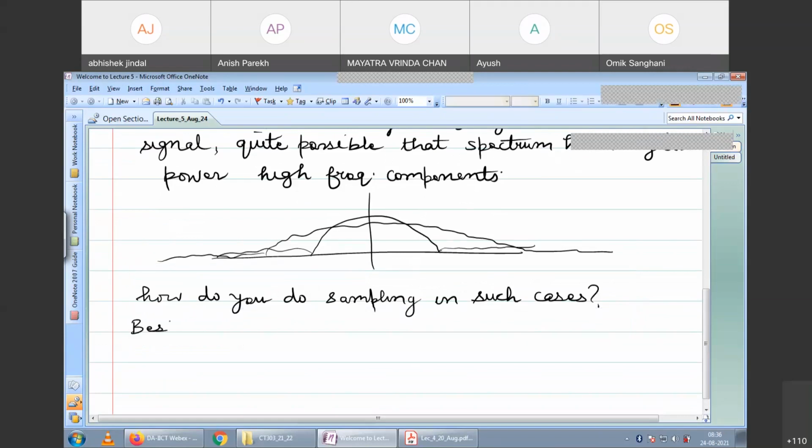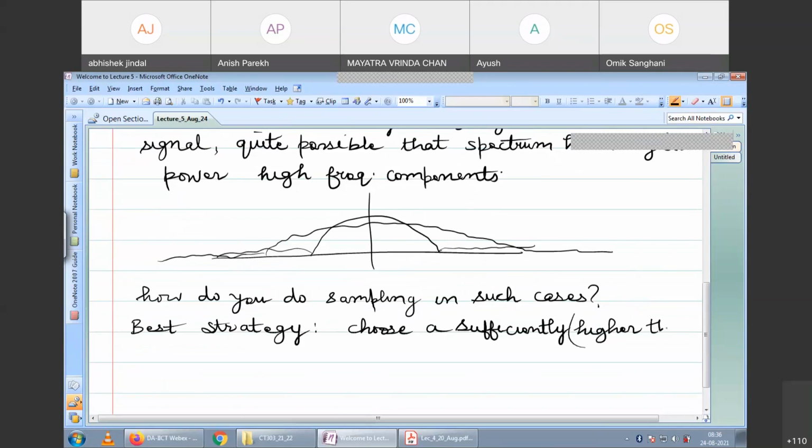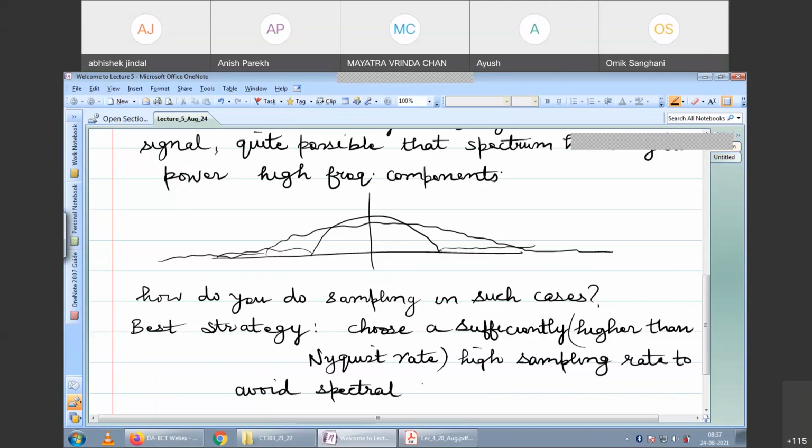The best strategy is to choose a sufficiently higher sampling rate, higher than the Nyquist rate, obviously. Now there is a question: if the signal is not band limited, how do you define this higher than Nyquist rate? For the time being, you accept this: choose a sufficiently high sampling rate to avoid spectral overlap in the maximum sense, to avoid spectral overlap sufficiently. That will be put down to zero.